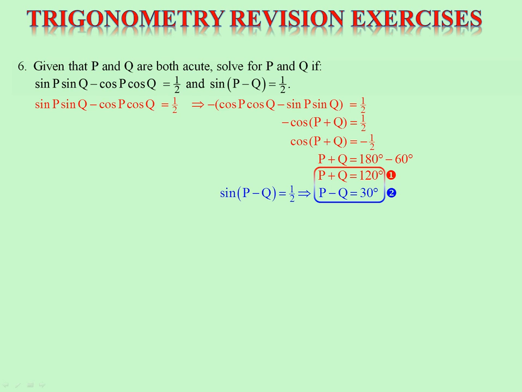There we are. Now, the easiest way to do this is to add the two equations, because the Q's will go. So let's do that. Let's add them. We get 2P equals 150. P is 75. And it's pretty simple substituting back to find that Q is 45.